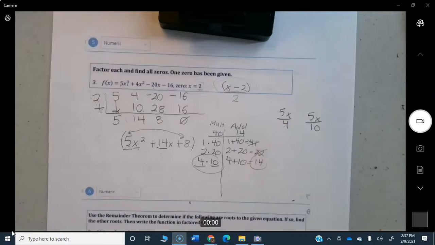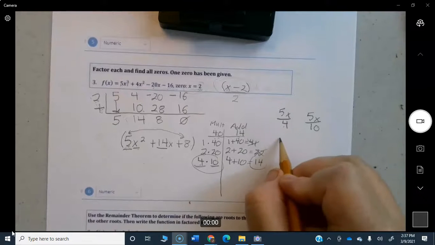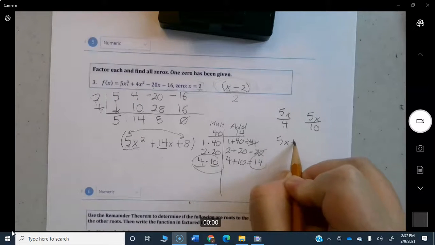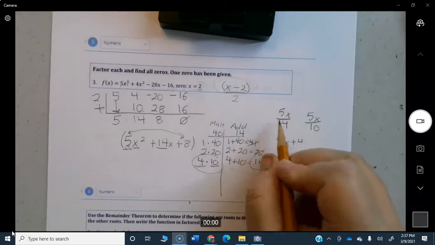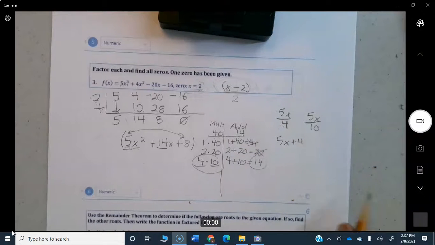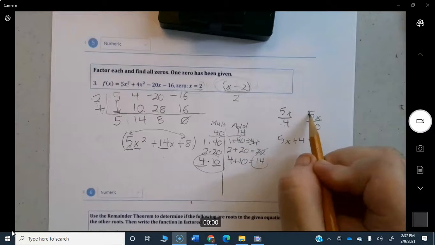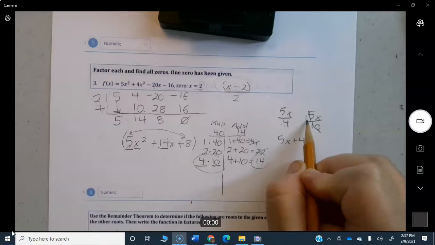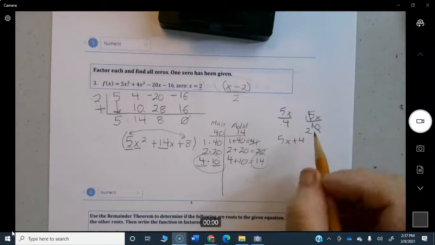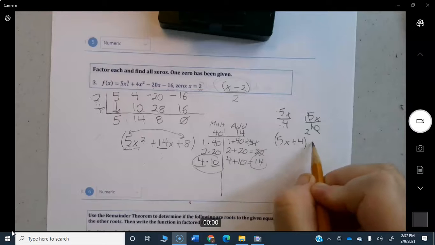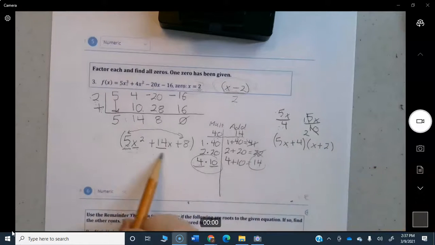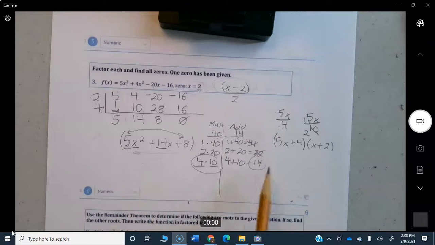So 5 over 4 doesn't reduce. You can't reduce it. So the first binomial is 5x plus 4, because these are both positive signs. This one does reduce. 5 goes into 5 one time, goes into 10 two times. So it's 1x plus 2, or we'll just call it x plus 2. And if you want to FOIL this out, you'll find that you end up with this equation, okay?